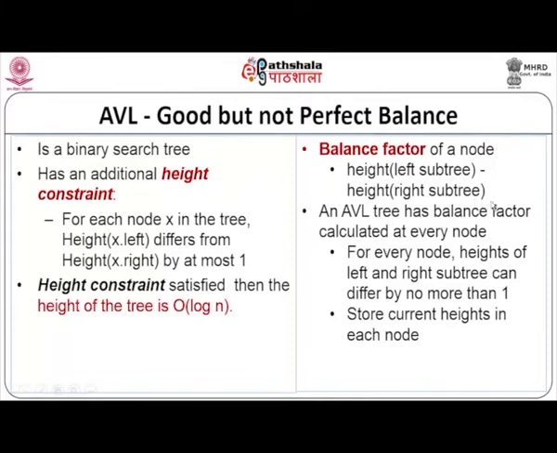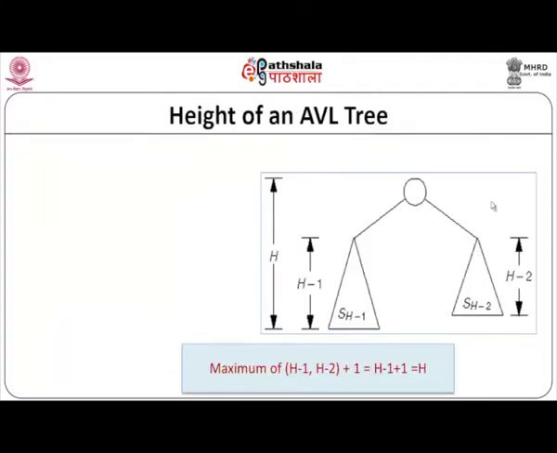Balance factor of a node is the height of the left subtree minus the height of the right subtree, and an AVL tree has balance factor calculated at every node. Okay, that is what I tried to tell you then. For every node, the heights of the left and right subtrees differ by at most 1, and so you store the current heights of each node. Now, let us look at this.